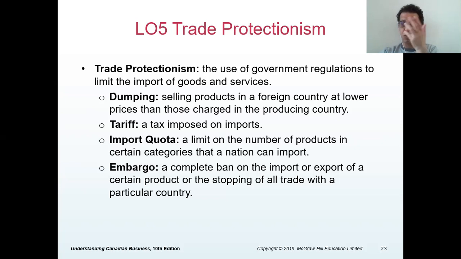Then you have the embargo, which is, you heard of the embargoes against Russia, against Iran, North Korea. These are all countries under a complete ban on the import or export, or import and export, of a certain product or the whole country, or the stopping of all trade with that particular country.